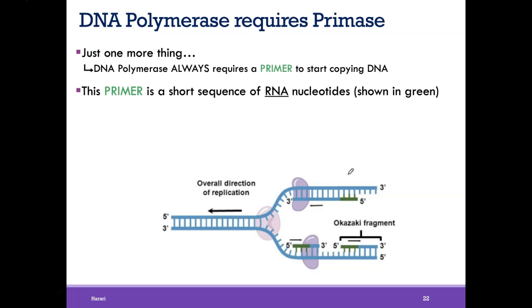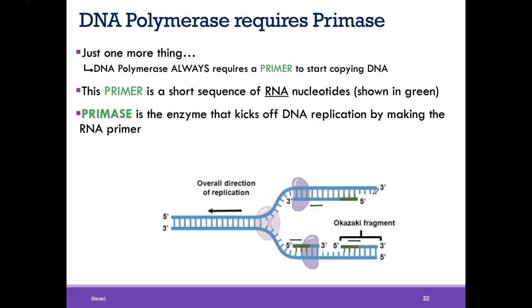This little primer is a short sequence of RNA nucleotides shown in green here. So there's a couple of A, U, C's, and G's that are put down by a special enzyme called Primase. So Primase is the enzyme that kicks off DNA replication by making this little RNA primer. Then DNA polymerase can recognize that and start making DNA.